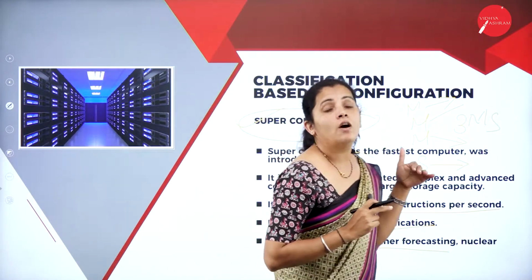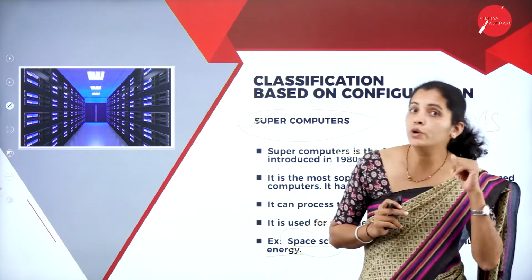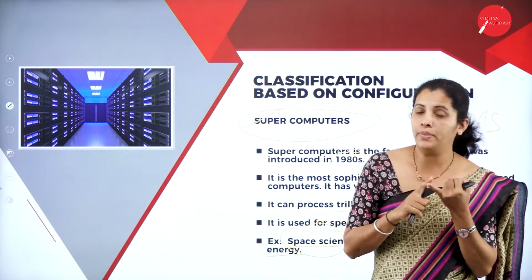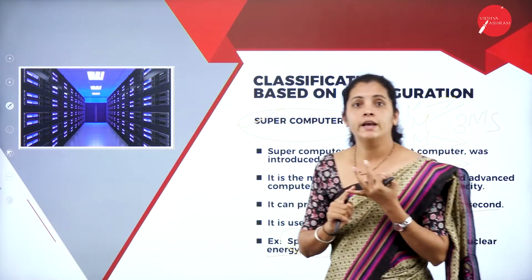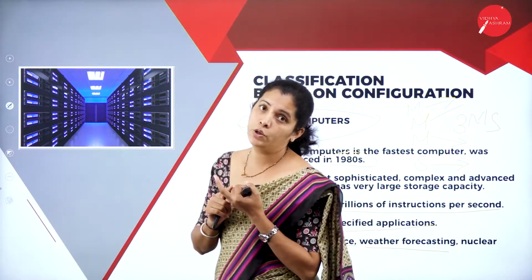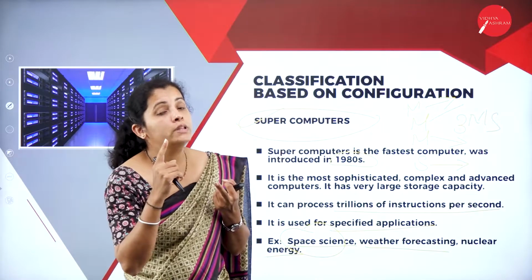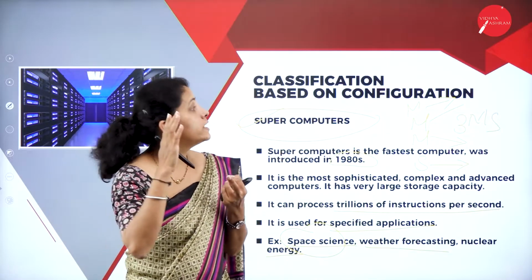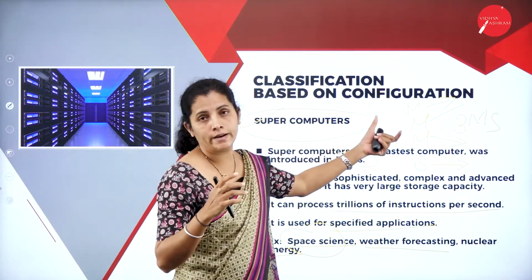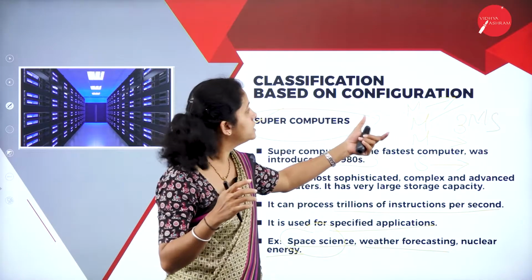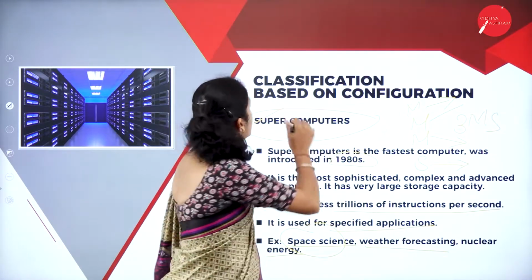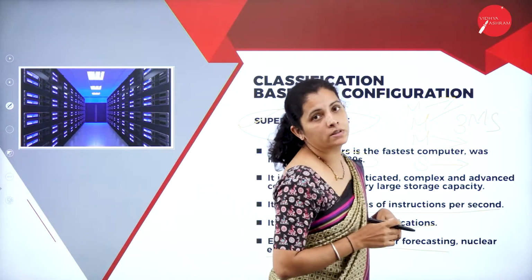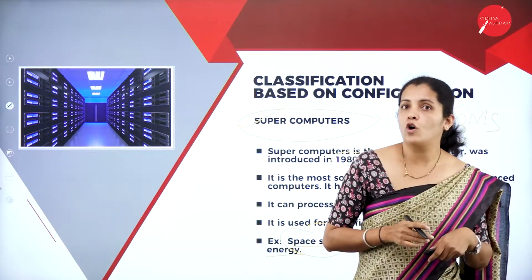Here, all the computer systems are used according to the execution speed, according to the processor used, and according to the organization. So these are some of the classifications of computer systems based on configuration.